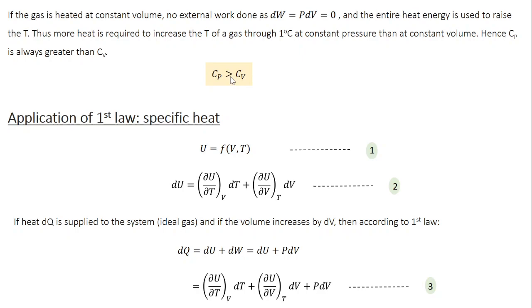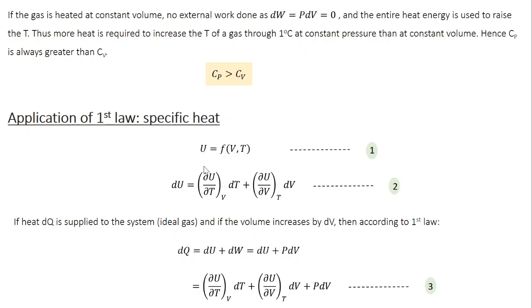One of the applications of the first law of thermodynamics is to establish a numerical relation between Cp and Cv. Let's see how we do that. As I said, the internal energy U can be specified as a function of any two thermodynamic variables. So let's take V and T. Now I can write U equal to f of V and T.